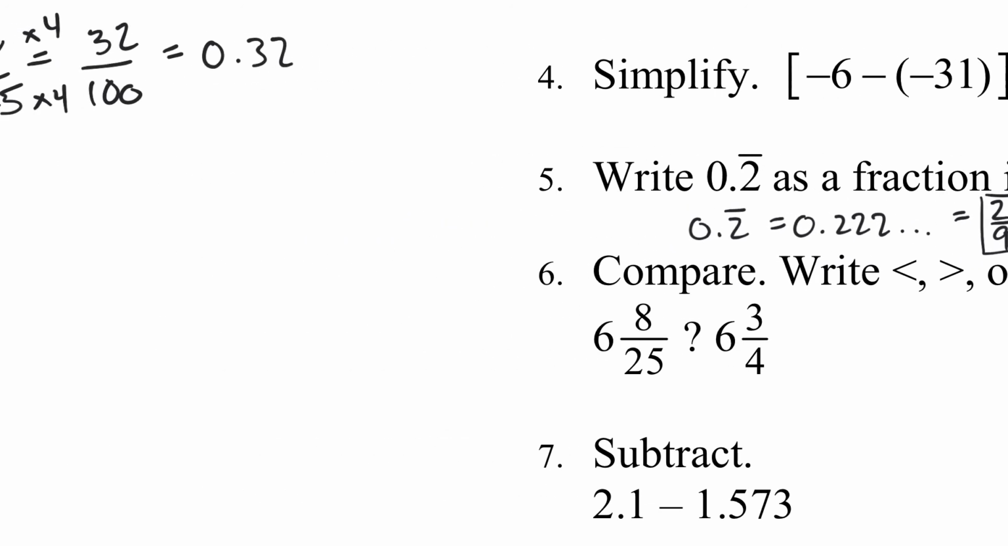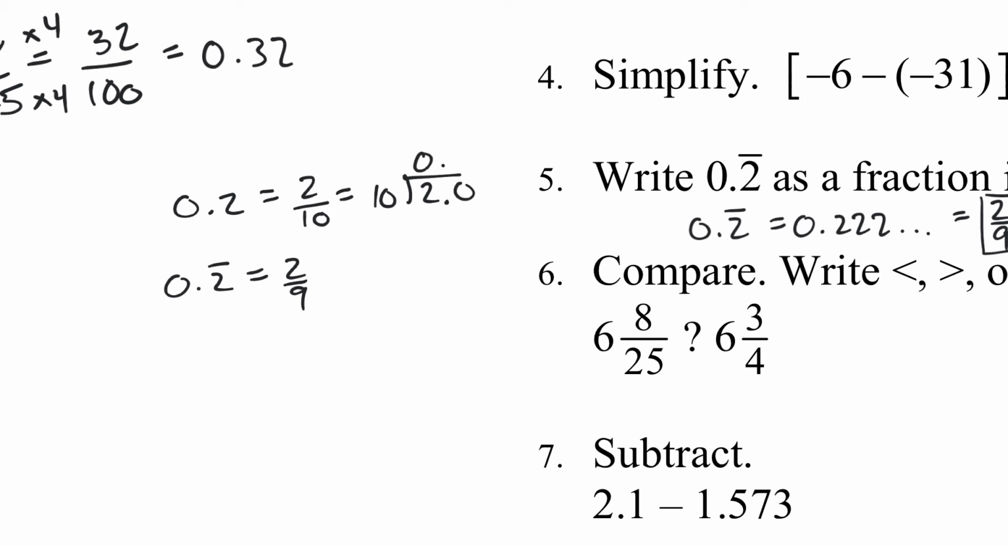If you have 0.2 without the bar, that's 2/10. But 0.2 with the bar is 2/9. And you might be wondering why. Well, if we were to divide this, remember the denominator goes outside, the numerator goes inside. If I do this, 10 won't go into 2, but I add a decimal and a 0, and 10 will go into 22 times. Okay, so it brings me back to that.